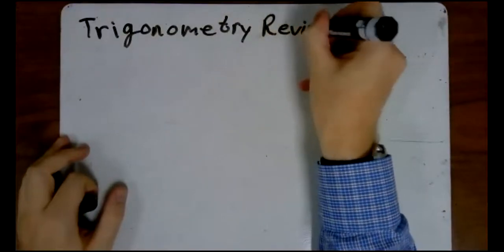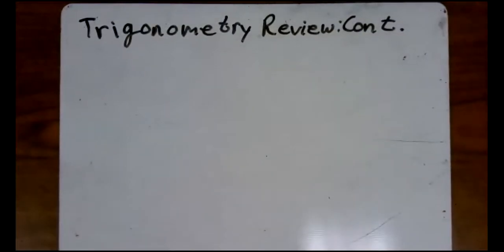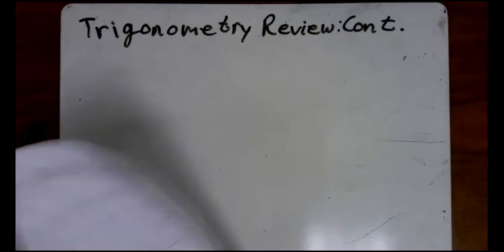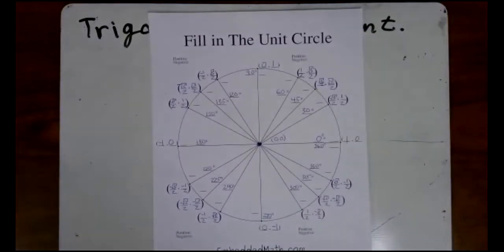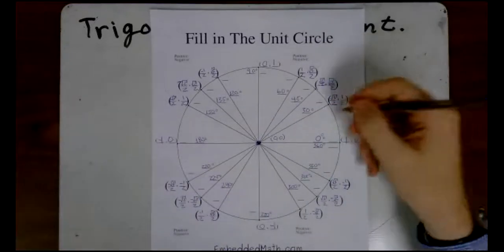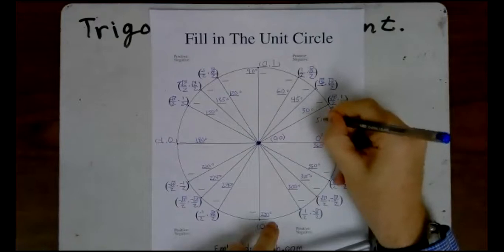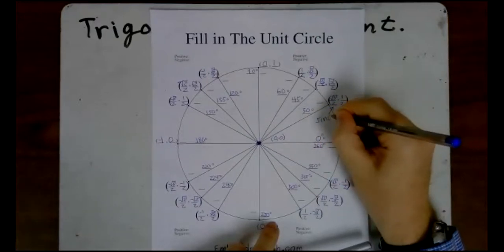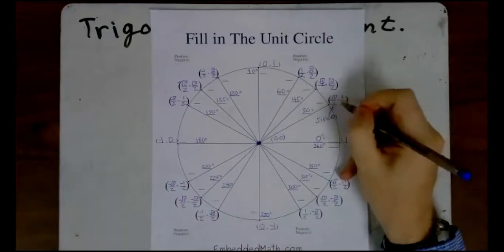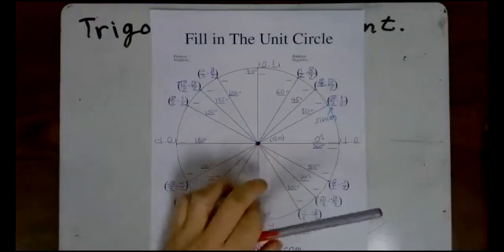Trigonometry review continued. So, yesterday we filled out this thing, the unit circle. And we learned that the sine of some angle is equal to the x value of the point on the unit circle at that angle.